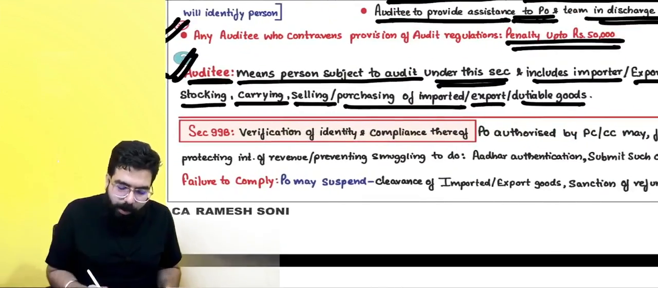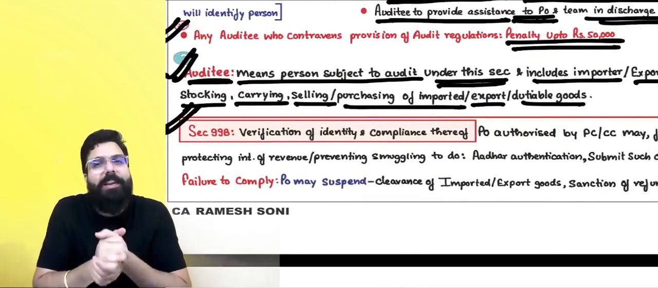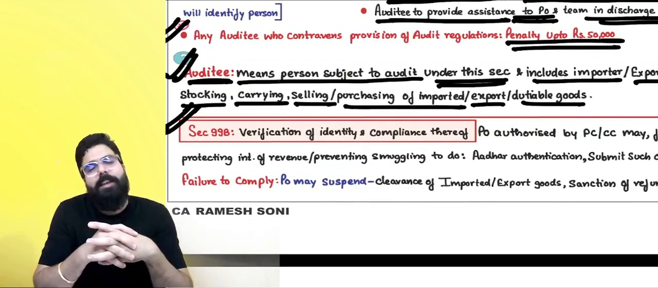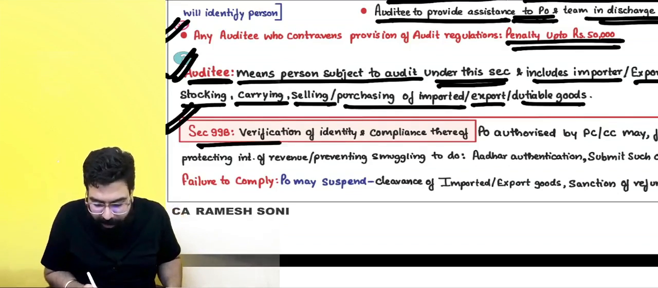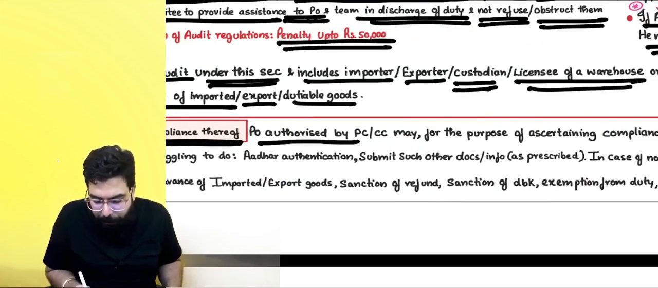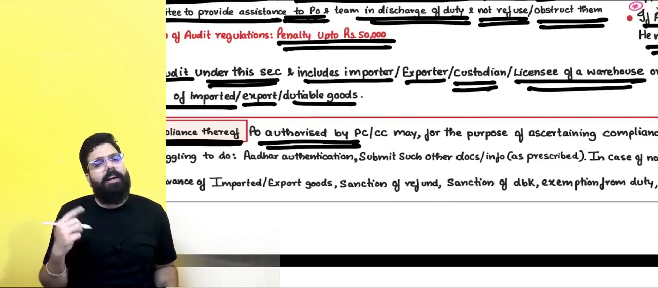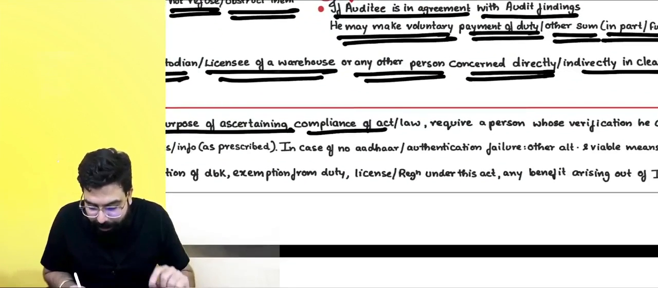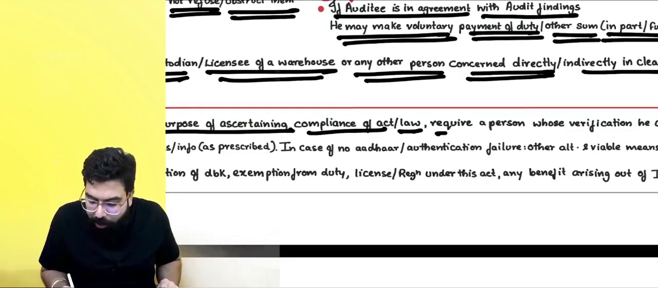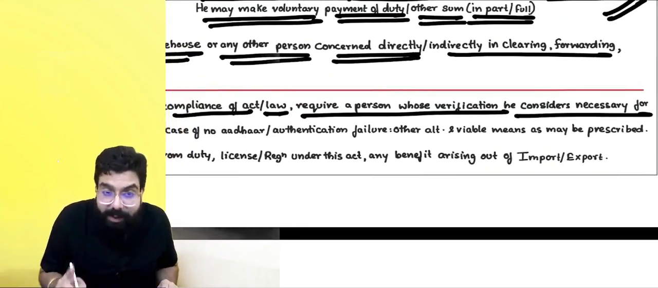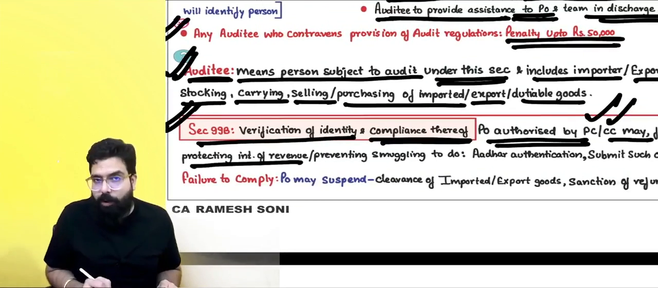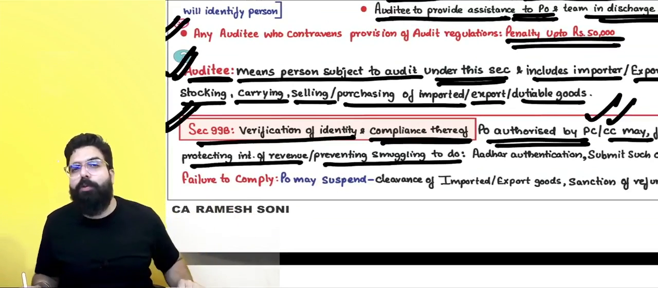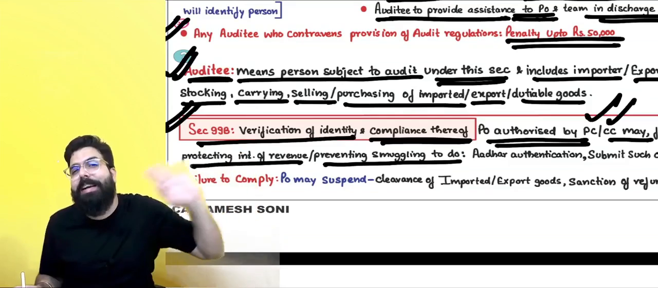Next. Section number 99B. Just like how in GST Aadhaar authentication is there, in the same way in customs also they have launched something similar. Section 99B, verification of identity and compliance thereof. A proper officer authorized by the principal commissioner or commissioner of customs may, for the purpose of ascertaining compliance of the act or law, require a person whose verification he considers necessary for protecting the interest of revenue or preventing smuggling to do so. If he feels that you can do smuggling, he might ask you for identity verification.